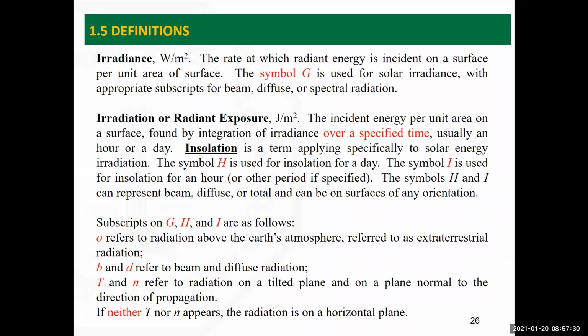Again, these symbols can have subscripts, and the subscripts can be either O, which is radiation over the Earth's atmosphere as extraterrestrial radiation. B and D stand for beam or diffuse. Again, T and N would stand for a tilted plane or a normal. If we don't have any subscripts with it, then it would mean radiation falling in a horizontal plane.